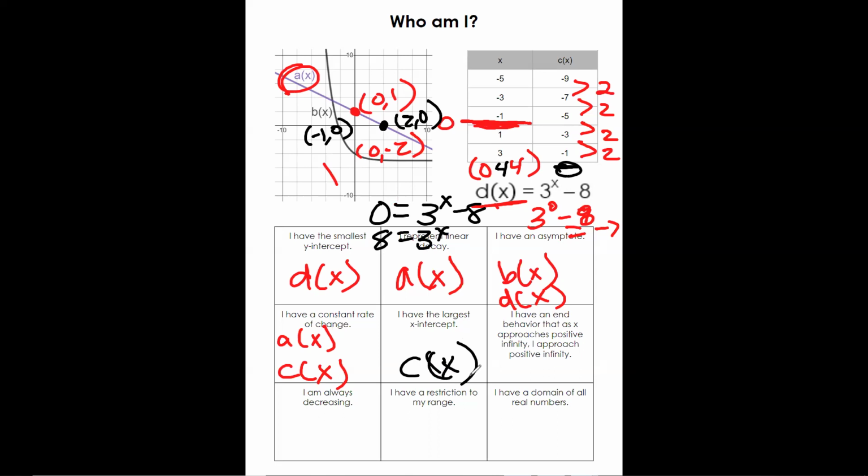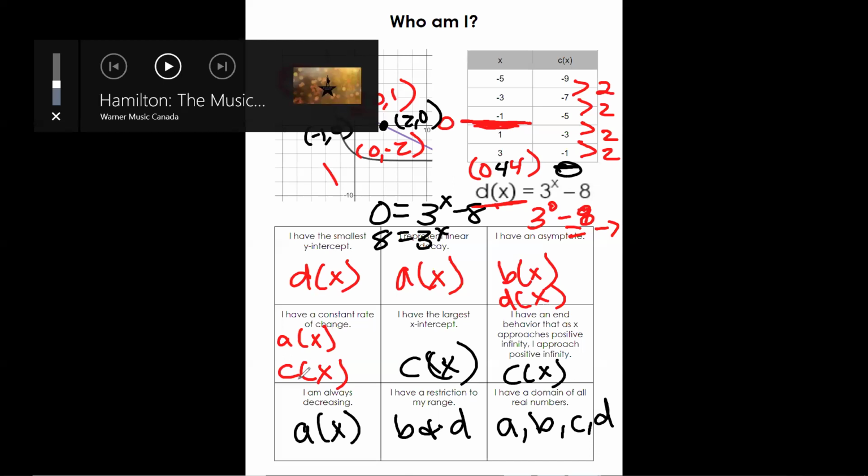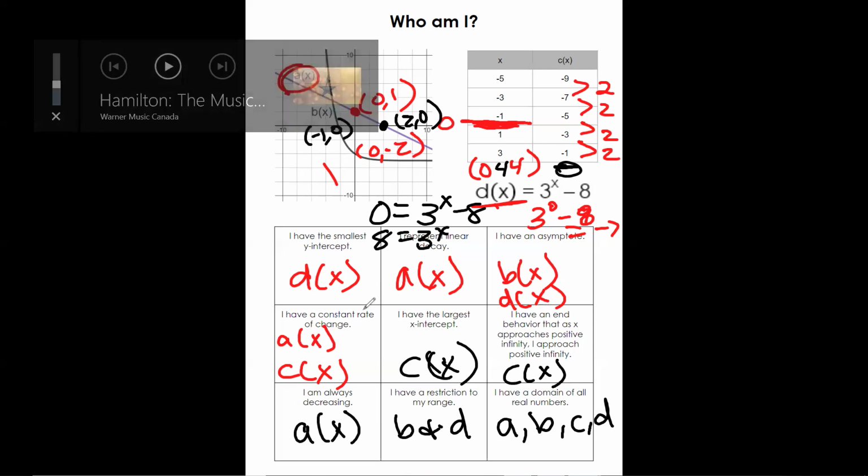Okay, end behavior is on your mastery check. So really quick, as we move to the right, so as x approaches positive infinity, this guy's going to positive infinity. So which one is constantly increasing? C of x. Can you take a moment and try the next 3? Okay, so for always decreasing, I got a of x. For restriction to the range, that's going to be b and d, because those are both exponentials. And then for domain, that's every single one of them.